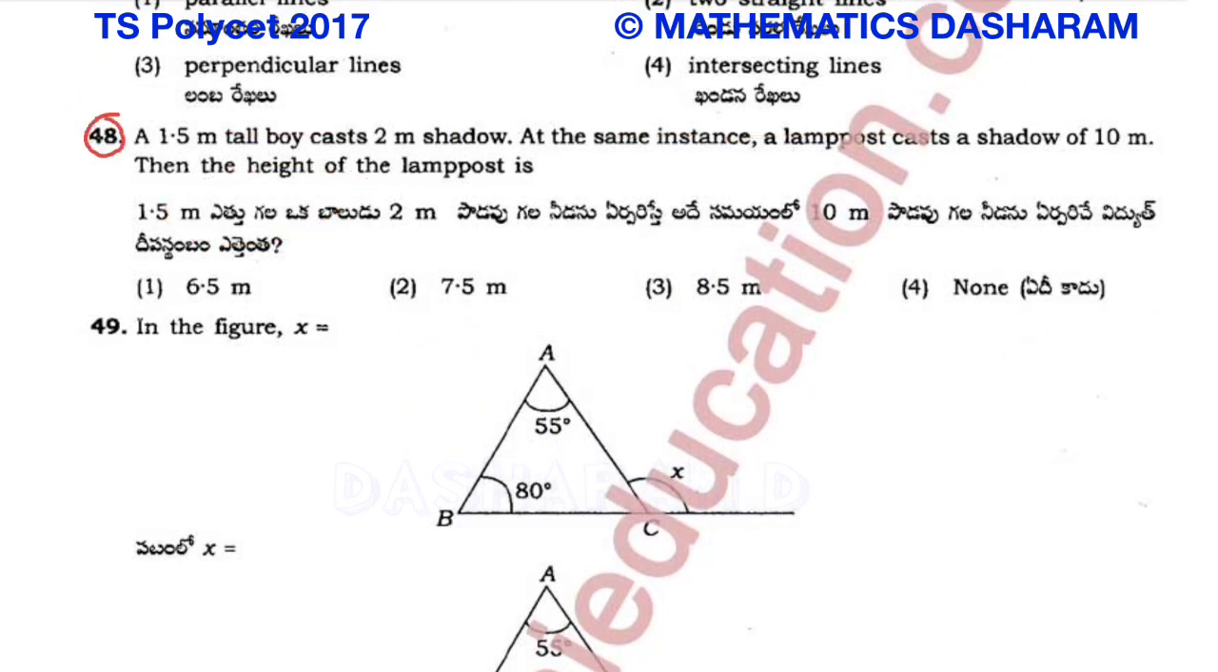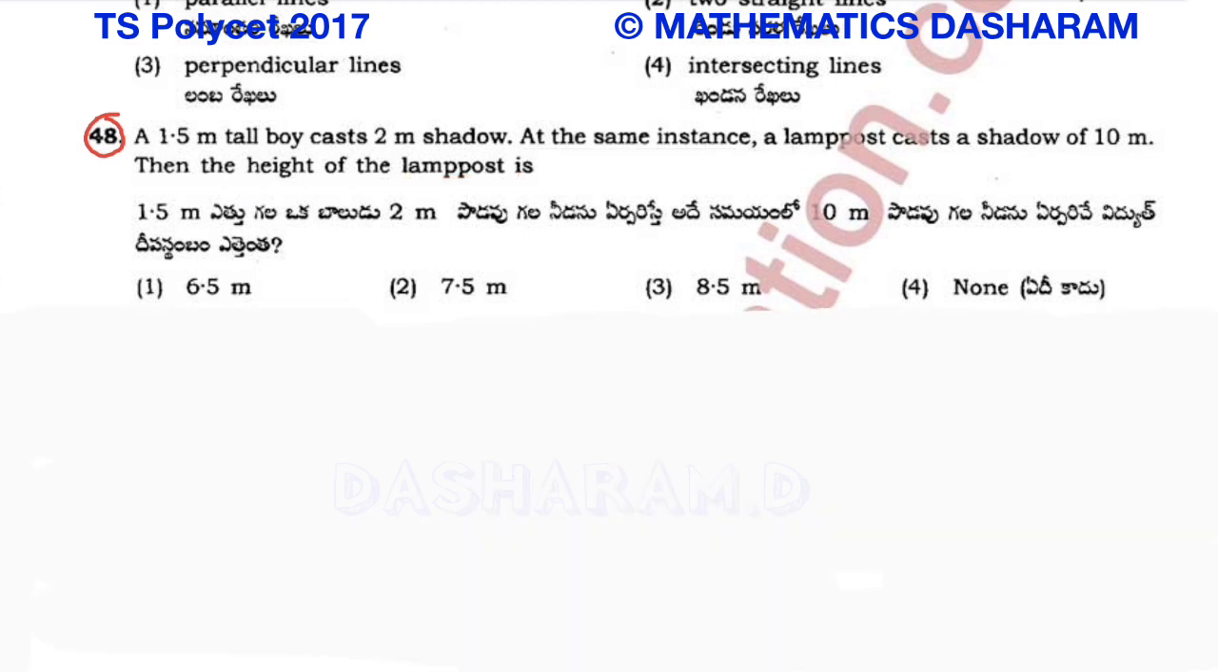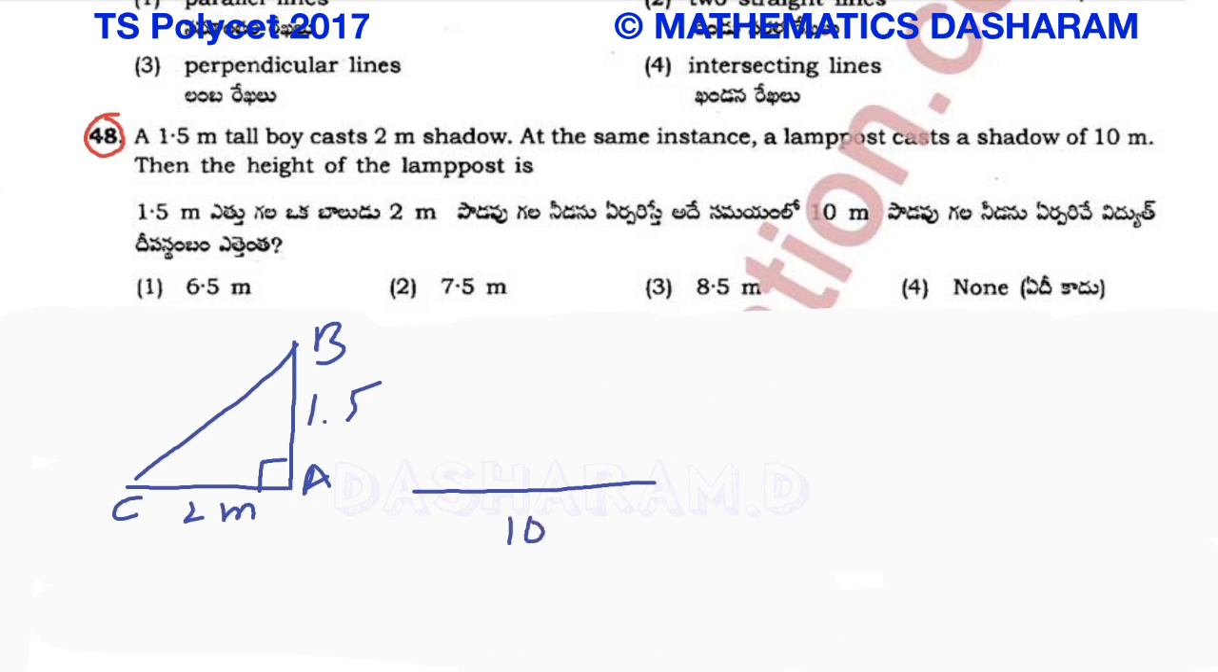Here a 1.5 meter tall boy casts a 2 meter shadow. At the same instance, a lamppost casts a shadow of 10 meters. Then the height of the lamppost is. Let us draw a diagram. So he is a 1.5 meter tall boy, AB, and his shadow is 2 meters, AC is the shadow. Join B, C. Here angle A is 90 degrees. At the same instance, a lamppost casts a shadow of 10 meters, so 10 meter shadow length. And then what is the height of the lamppost?